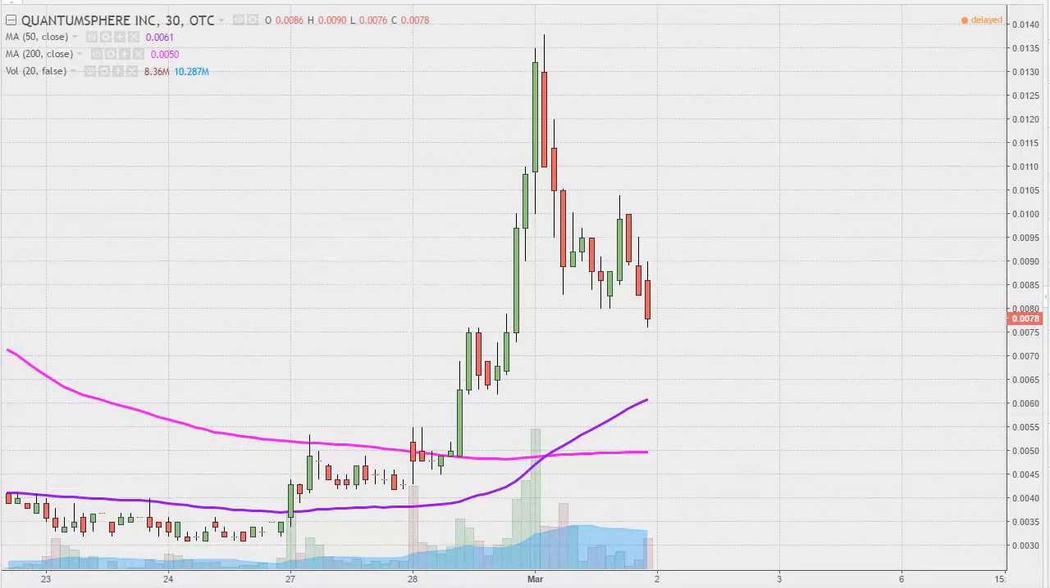So I want to talk about a couple areas of support. In fact, no, I'm not even going to talk about that. Let's just talk about the key quote-unquote trend line. And I say quote-unquote trend line because it's not really a trend line, but we'll treat it as one. And that's this purple line right here, the 50-period simple moving average.